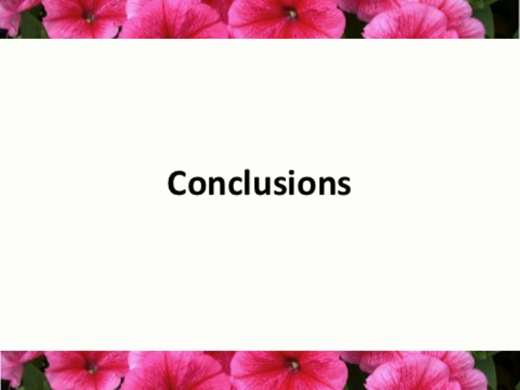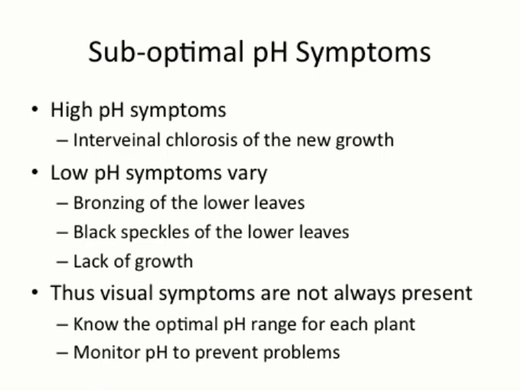So what is the take-home message? In summary, the optimal substrate pH ranges vary by plant type. The recommended ranges were developed to help avoid the onset of pH-induced nutritional problems. When the substrate pH is too high, interveinal chlorosis or yellowing can occur on the new growth. Low pH symptoms can vary and appear in 3 different forms: bronzing, black spots, or stunted growth. Therefore, visual symptoms are not always working in diagnosing low pH problems. The best method is to continually monitor the substrate pH to determine if the pH is within the optimal range.